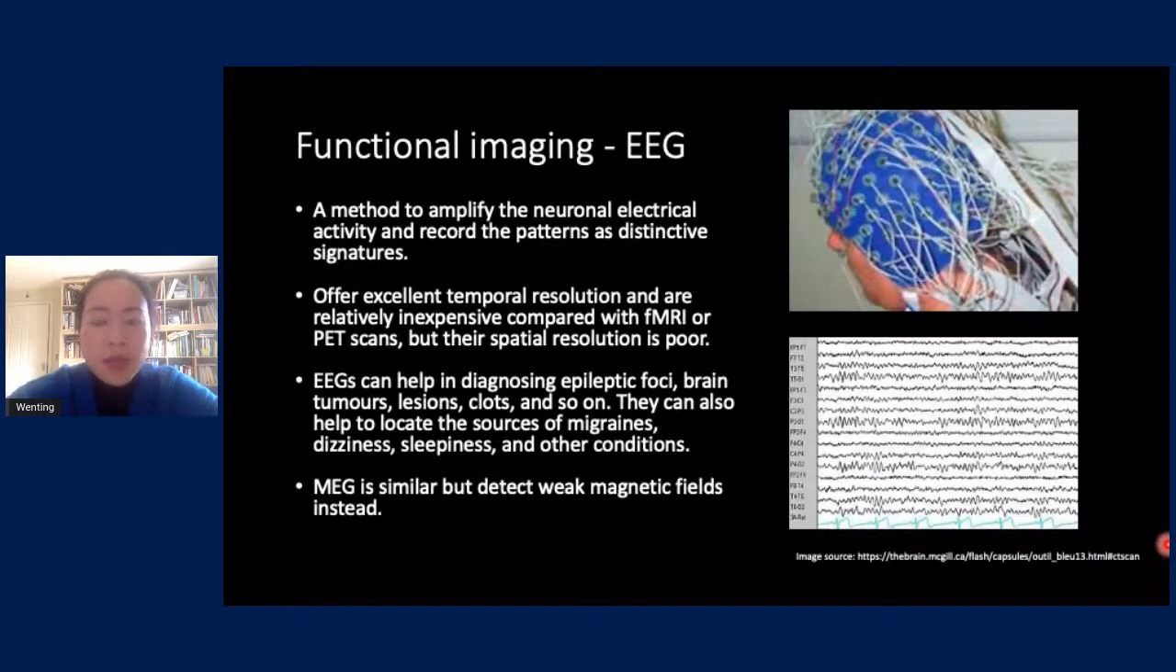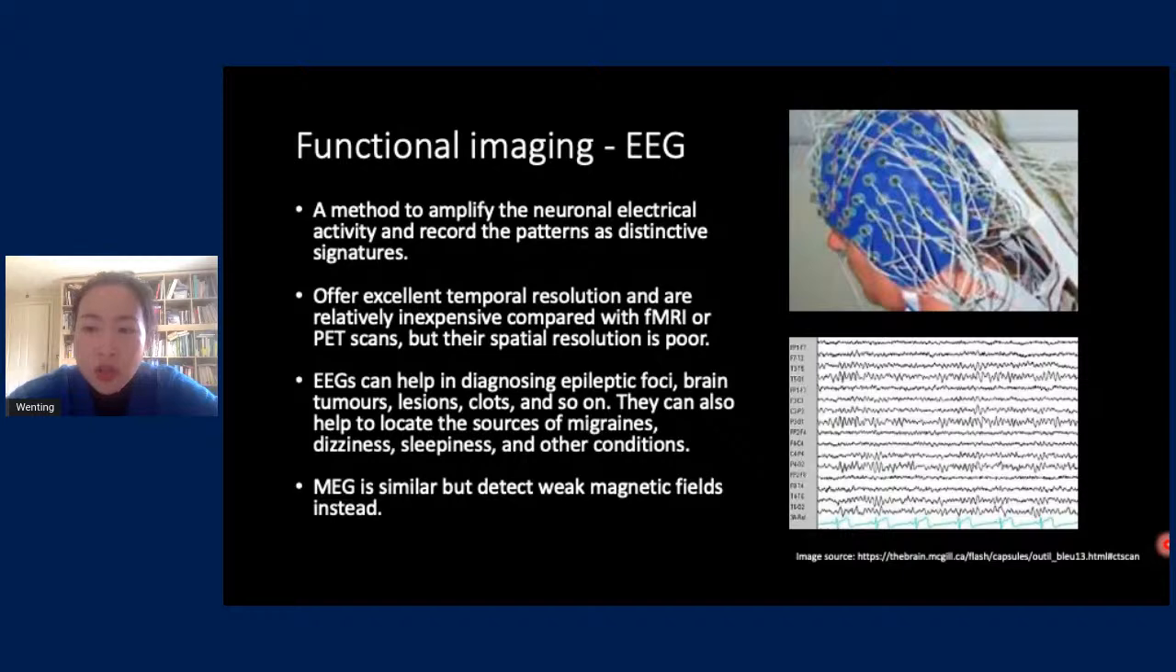There is another imaging method that's similar to EEG. It's called MEG. MEG is magnetoencephalography, which, like the name suggests, records oscillation of brain neurons, whereas EEG uses the electrical fields the activity generates.